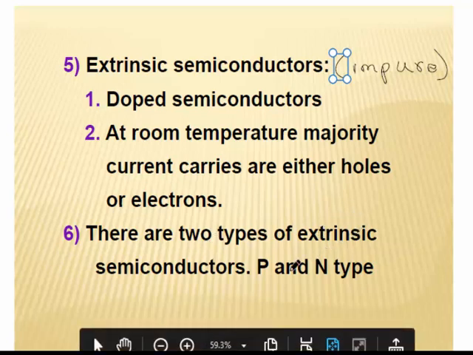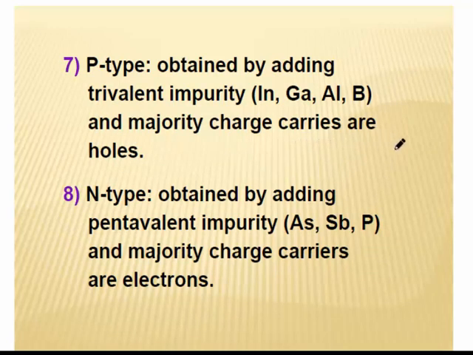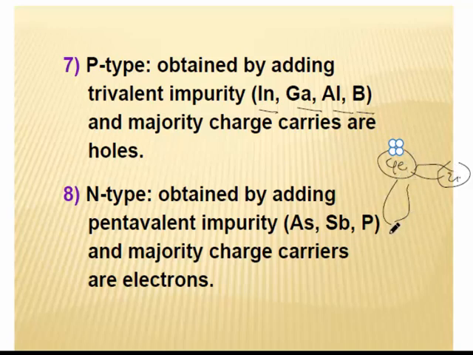There are two types of extrinsic semiconductors, that is P type and N type. What is P type? P type is obtained by adding a trivalent impurity and the majority charge carriers are holes. When a germanium atom is replaced by a trivalent impurity, that is indium or gallium or aluminum or boron, if you replace one germanium atom by indium, what does indium make?